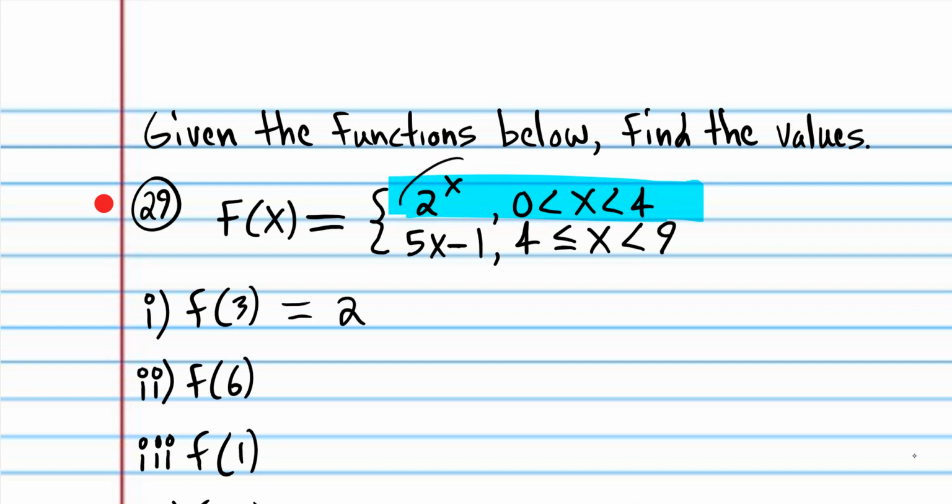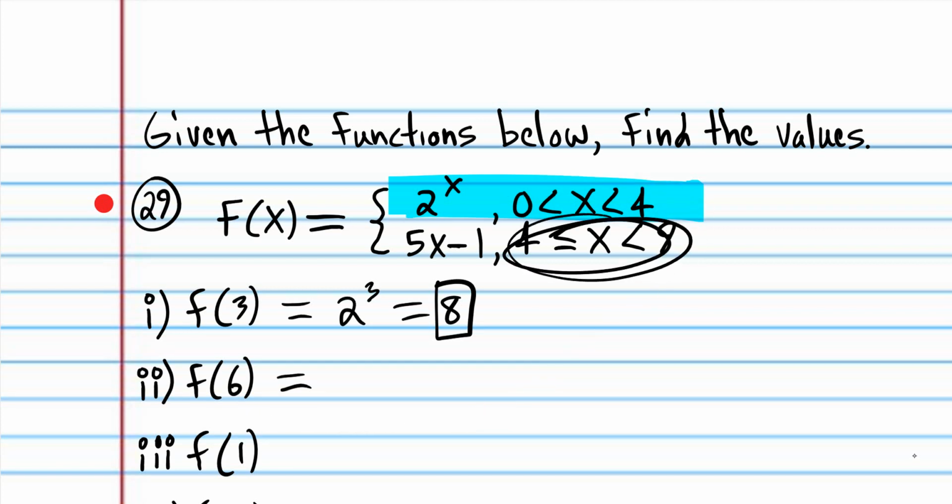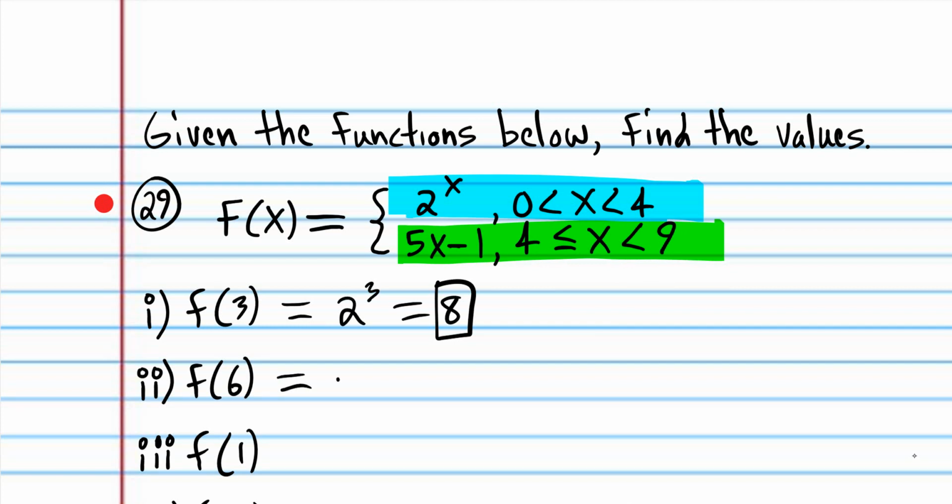So I'm going to use this expression here, and I'm going to replace x with 3. So there you go. Alright, so now we're going to plug in 6 for our input, but notice 6 is not in this interval. 6 is in this interval. So that means that we use the green expression. So 5 times 6 minus 1. So I rewrote this expression exactly, except I inputted 6.